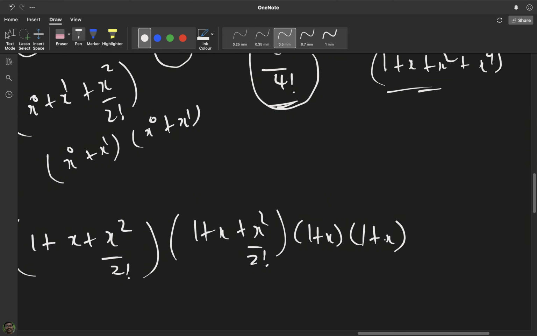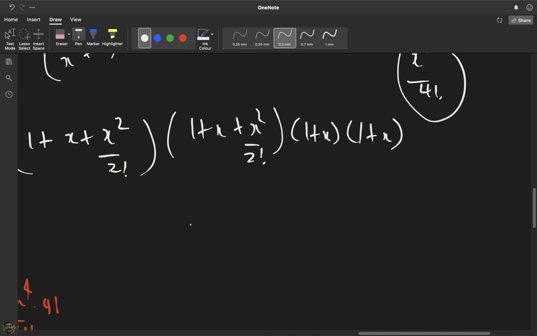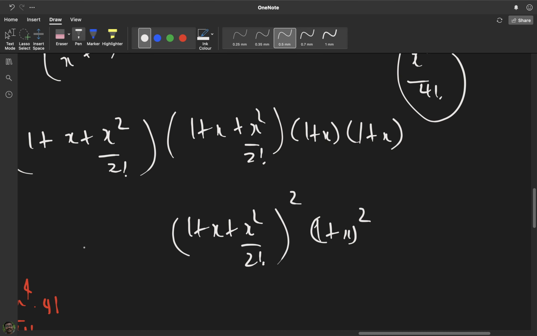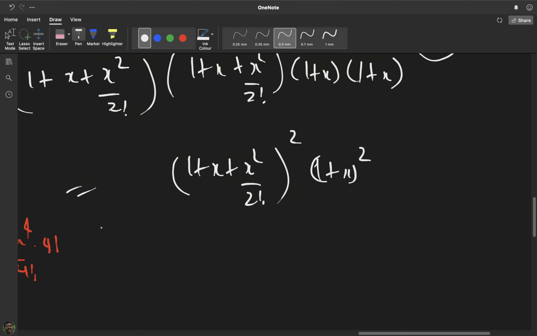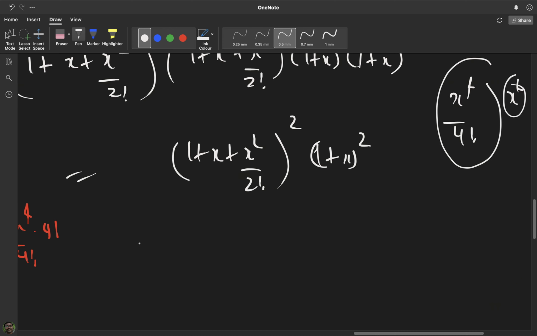So you will have a long computation here. You have to multiply all this, and you have to look at the coefficient of x raised to 4 by 4 factorial. It's very tedious, but let's try to do it. Basically, we will be expanding 1 plus x square by 2 factorial the whole square, into 1 plus x the whole square. I hope you understand how you have written this term. Now let us try to find the coefficient of x raised to 4 by 4 factorial. Before that, we will try to find the coefficient of x raised to 4 for simplicity. So how will you expand this?